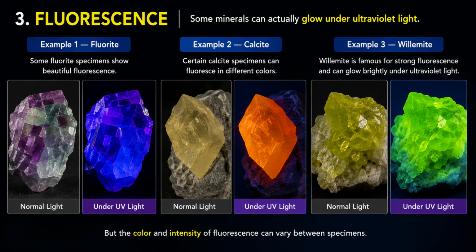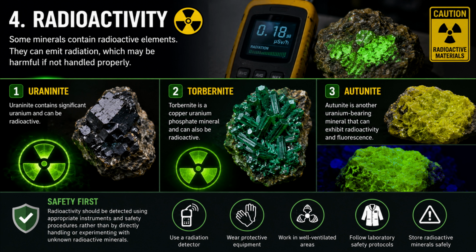Some minerals can actually glow under ultraviolet light. For example, fluorite. Some fluorite specimens show beautiful fluorescence. Certain calcite specimens can fluoresce in different colors. Willemite is famous for strong fluorescence and can glow brightly under ultraviolet light, but the color and intensity of fluorescence can vary between specimens. The other one is radioactivity.